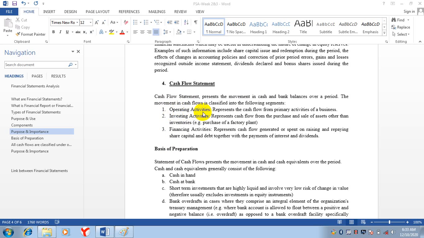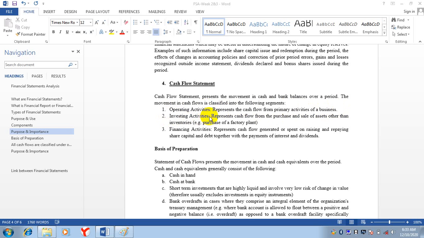The first one is operating activities. It represents the cash flow from primary activities of the business, the main activities of the business. Take the example of Salam University. What is their main activity? Their main activity is providing educational services. If there is a cement factory, what is their main activity? Making cement and selling it. So that is the main activity. Inshallah, in the next class, we will discuss this in detail.